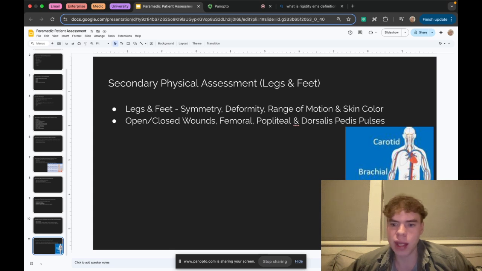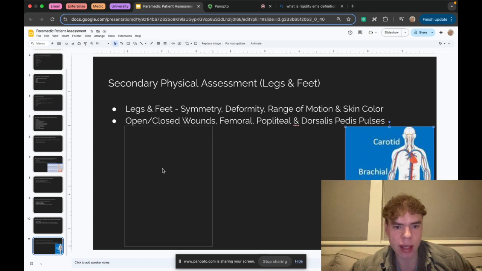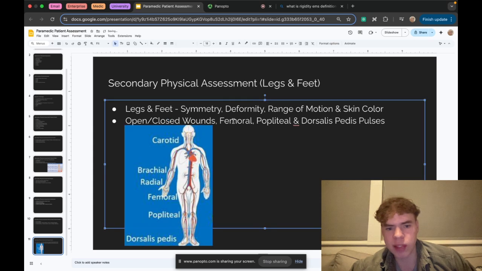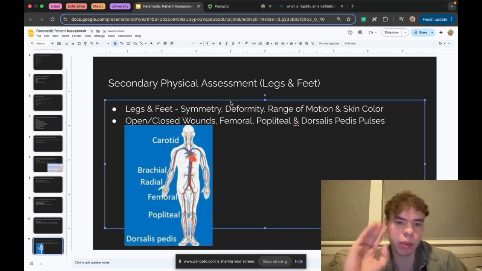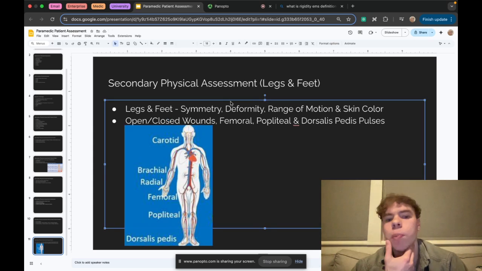My head is kind of in the way here, but I can move this image to the side. This right here is basically a point of all the major pulses in the body. So you have your carotid pulse, which is the one in your neck, right?